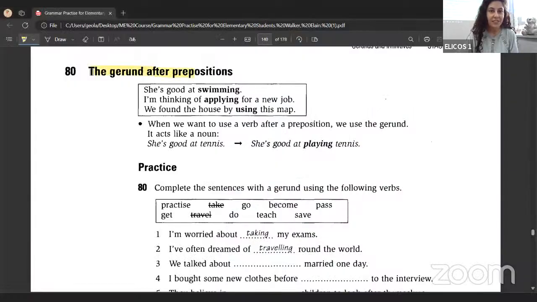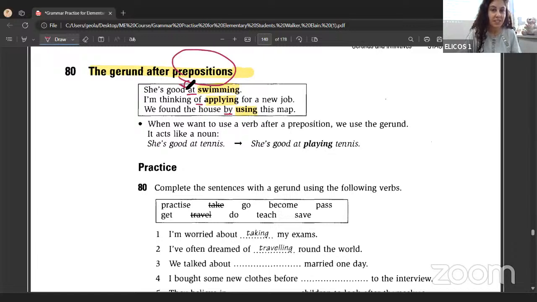The gerund after prepositions. So she's good at swimming. I'm thinking of applying for a new job. We found the house by using this map. So you could see the words swimming, applying, and using are the gerund. It just means the form that the verb is in. But if you have a look here, at, of, and by, these words are called prepositions.